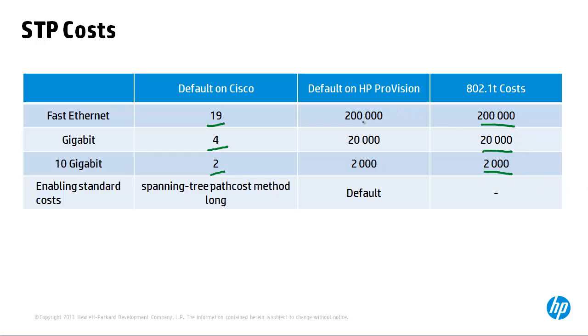HP ProVision switches follow the industry standard values. To enable Cisco switches to use industry standard costs, use the command spanning-tree pathcost method long. By default, the short method is used, which means that the costs are 19, 4, and 2, rather than 200,000, 20,000, and 2,000. HP ProVision switches do follow the industry standard values. So best practice would say set all the switches to use the same values.